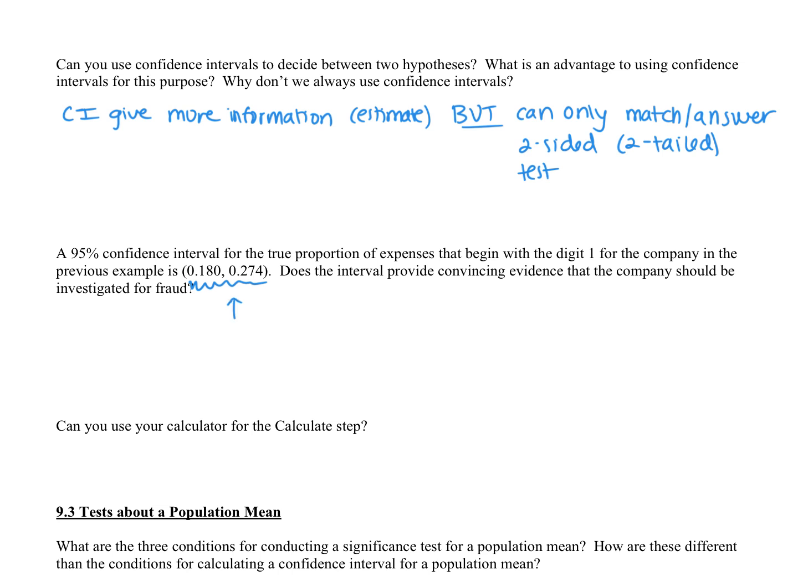What are we looking for in the interval? We want to know, is it possible that p is equal to 0.301? No, that's not a reasonable estimate based on the interval. So, yes, we should investigate. It does not mean that there's fraud, but there's evidence there could be fraud.